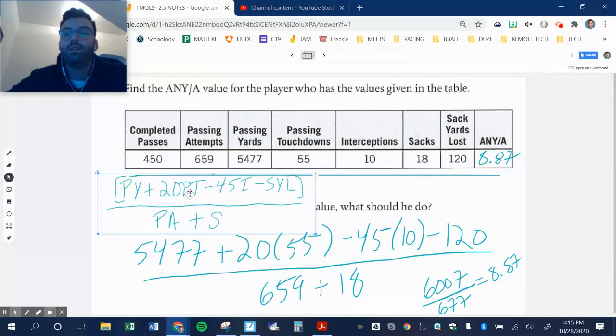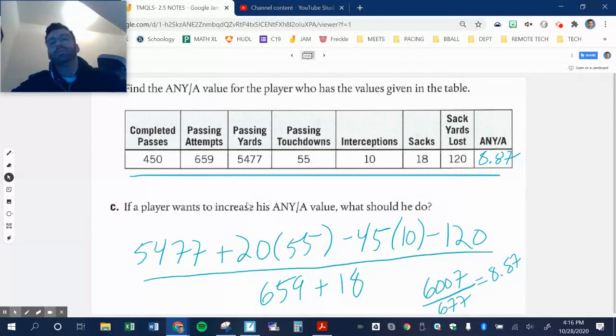So what if a player wants to increase their NEA value, or whatever you call it? What should they do? Well, they should obviously decrease the number of interceptions. That would be step number one. And ideally decrease the number of times that they're sacked and how many yards they lose when sacked.